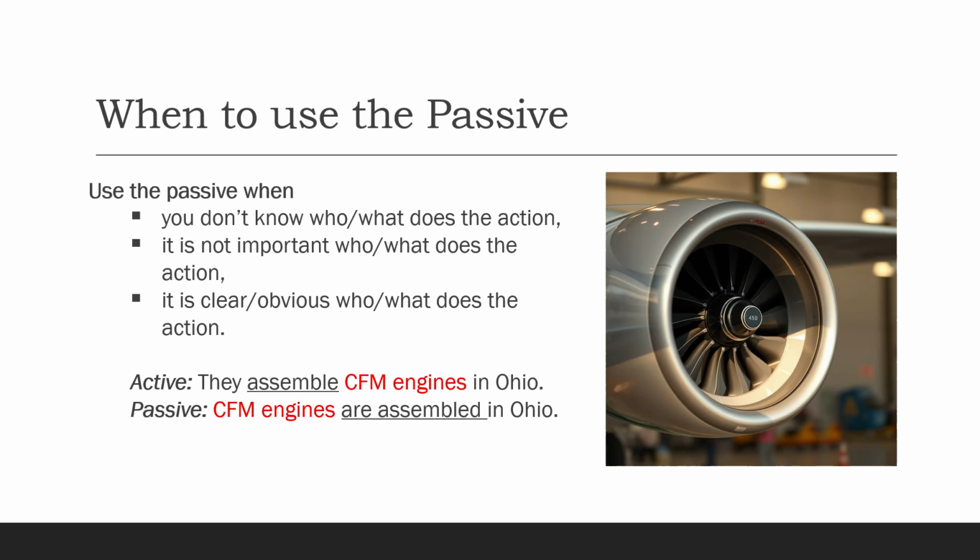Active: they assemble CFM engines in Ohio. Passive: CFM engines are assembled in Ohio. So here in this example, we see that the object in the active sentence becomes the subject in the passive.